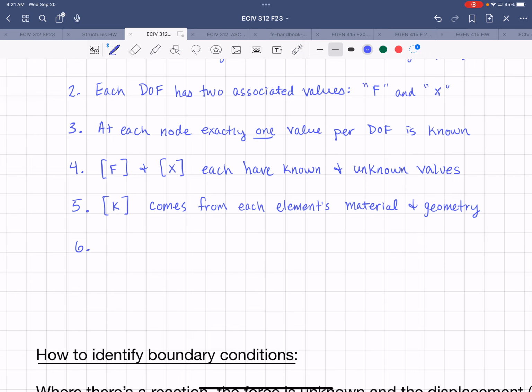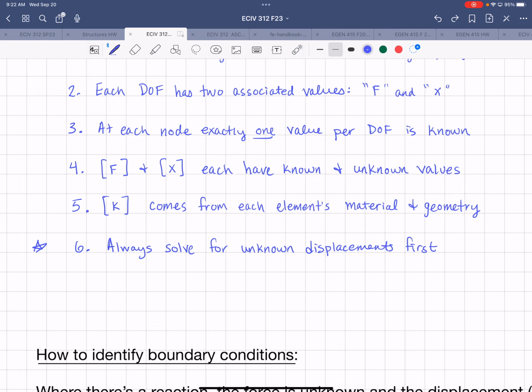Sixth rule, we always solve for unknown displacements first. This one is really, really important. This one is so important, I'm going to be reiterating this over and over again. You'll probably get sick of me saying it, in fact.